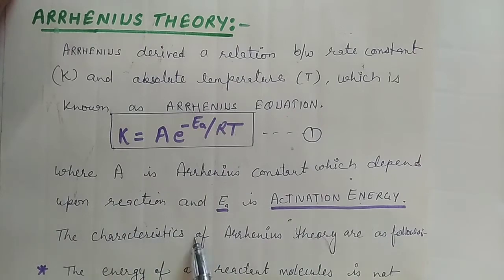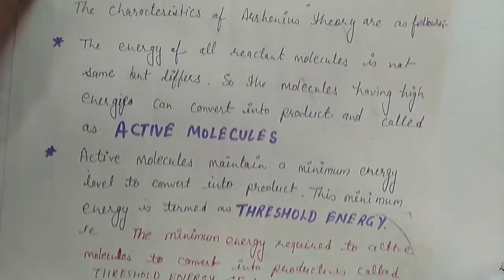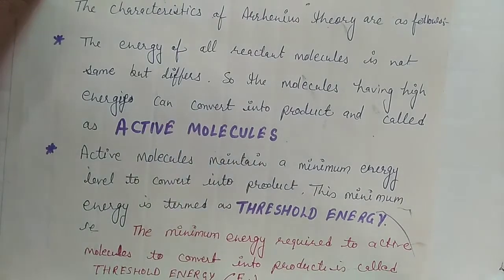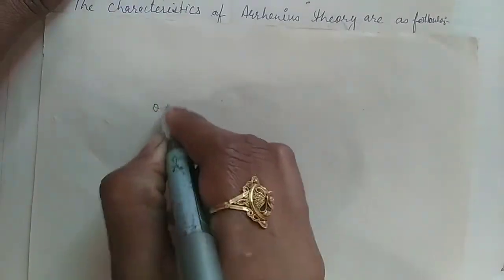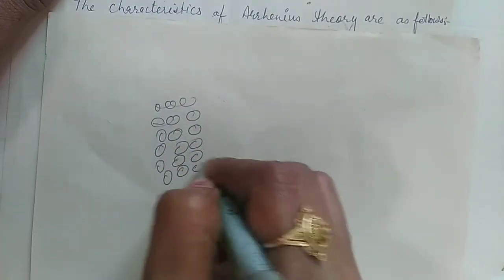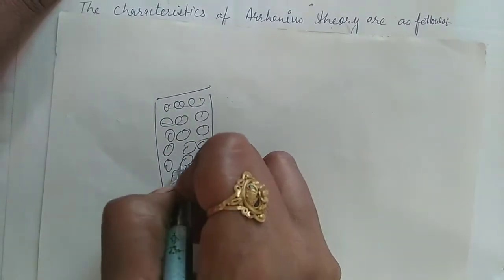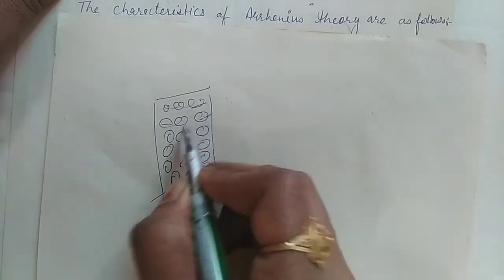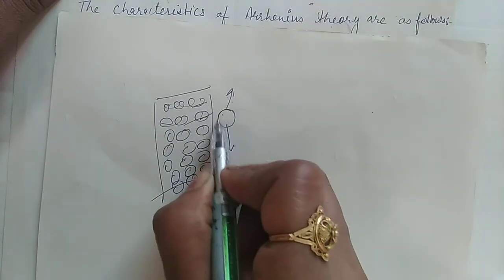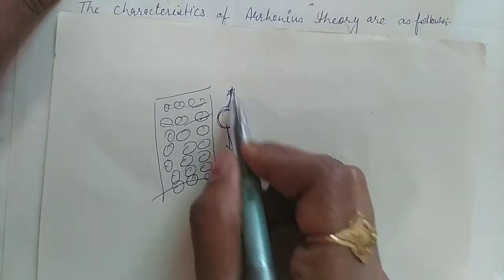Okay, the characteristics of Arrhenius theory are as follows. What are the points of Arrhenius theory? Number 1, the energy of all reactant molecules is not the same but differs. Suppose there are 100 molecules in a container for reaction to make a product. These 100 molecules do not possess the same energy. Some molecules are of higher energy, some are of very low energy and some are of medium energy. So there are different energy levels of the molecules.